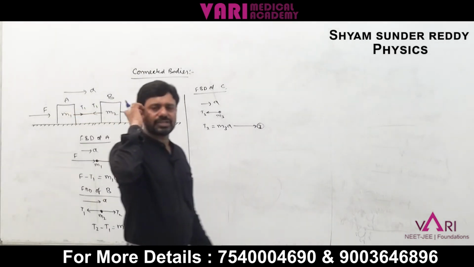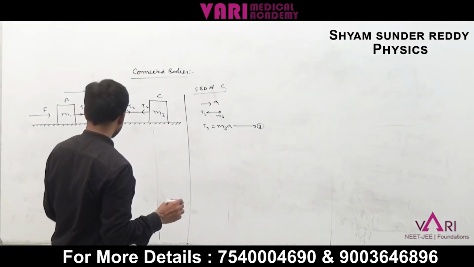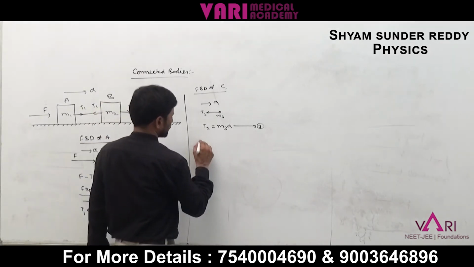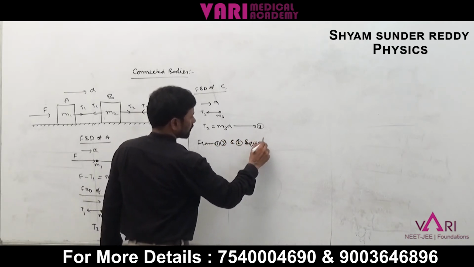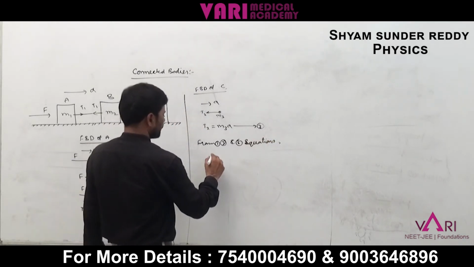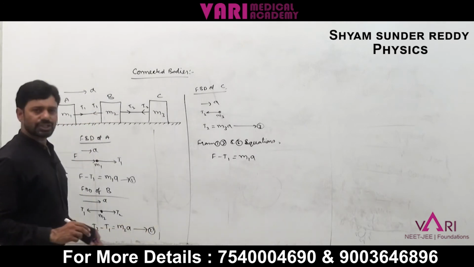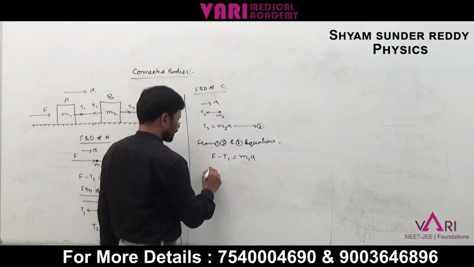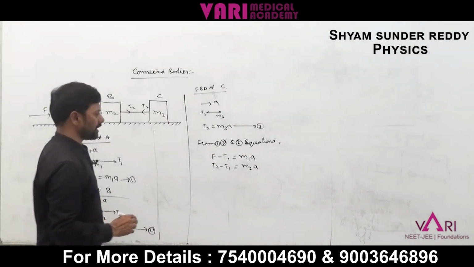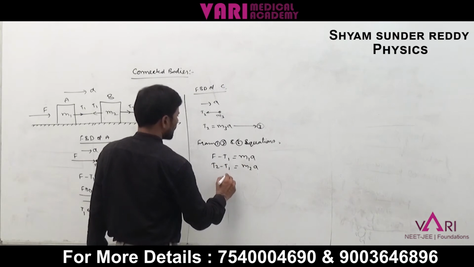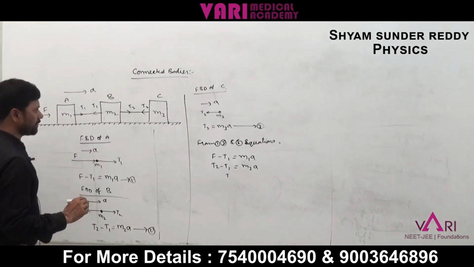From equations 1, 2, 3 we can easily get the acceleration. What we have: the first equation is F minus T1 is equal to M1A, the second equation is T2 minus T1 is equal to M2A, and the third equation is T2 is equal to M3A.